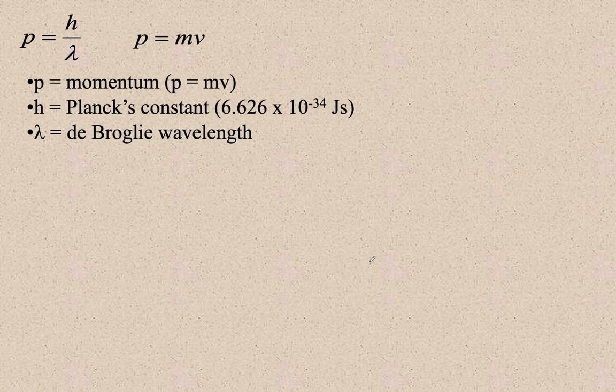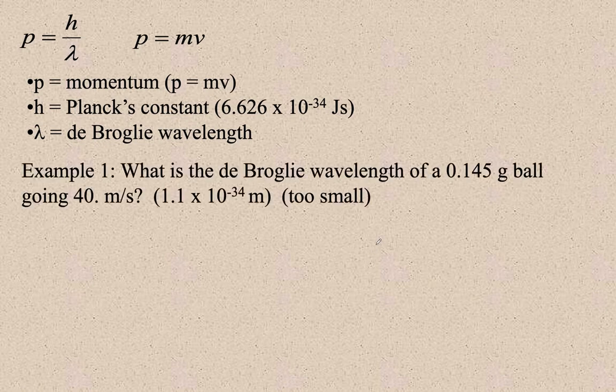So the first question is, what is the de Broglie wavelength of a baseball? This is a fast pitch baseball. The answer is that it's ridiculously small, and so baseballs don't really have any wave properties. But let's solve this. Momentum is mv, so p is h over lambda.